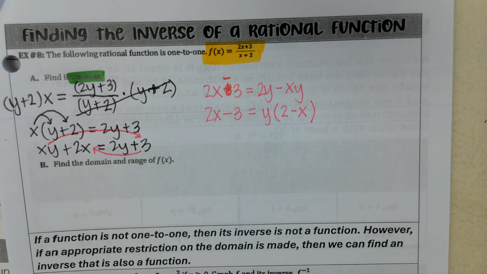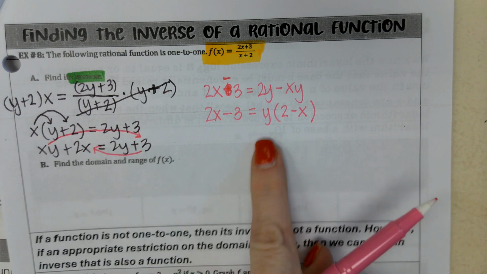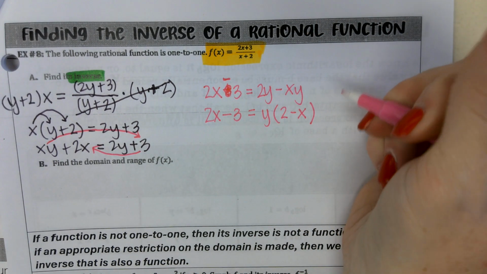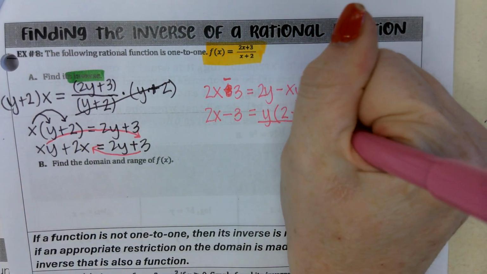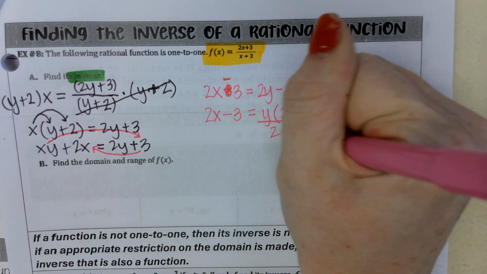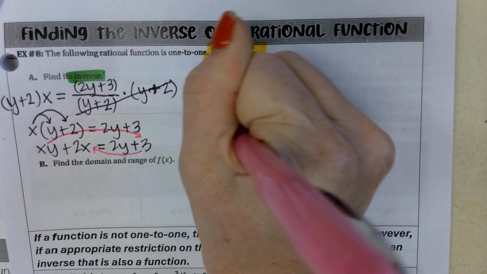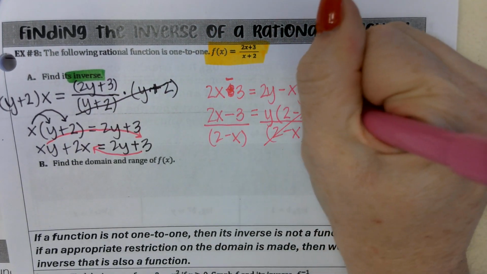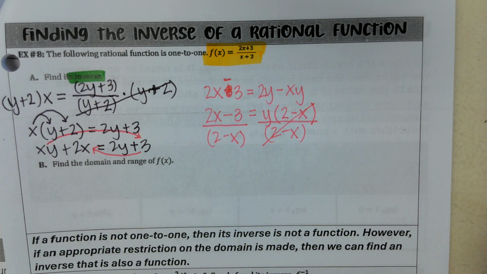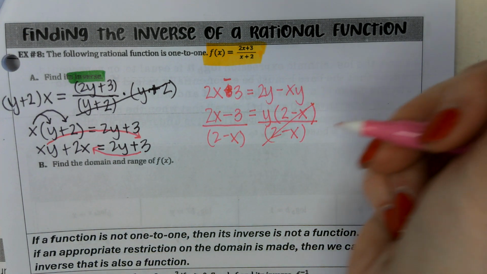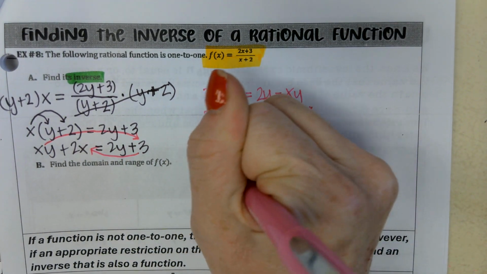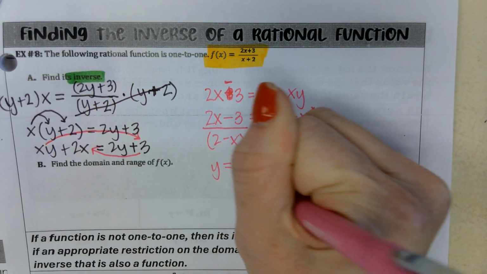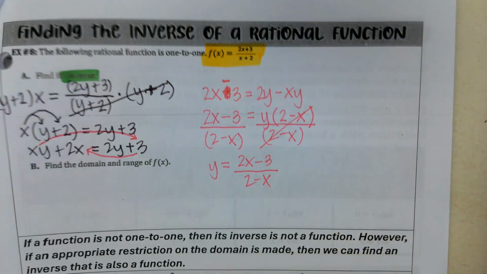The point is to get y by itself, and y is being multiplied by something. So what can I do to get rid of multiplication? Divide. I'm going to divide both sides by 2 minus x. I'm okay leaving it just like it is. So I'm going to say y equals 2x minus 3 over 2 minus x.